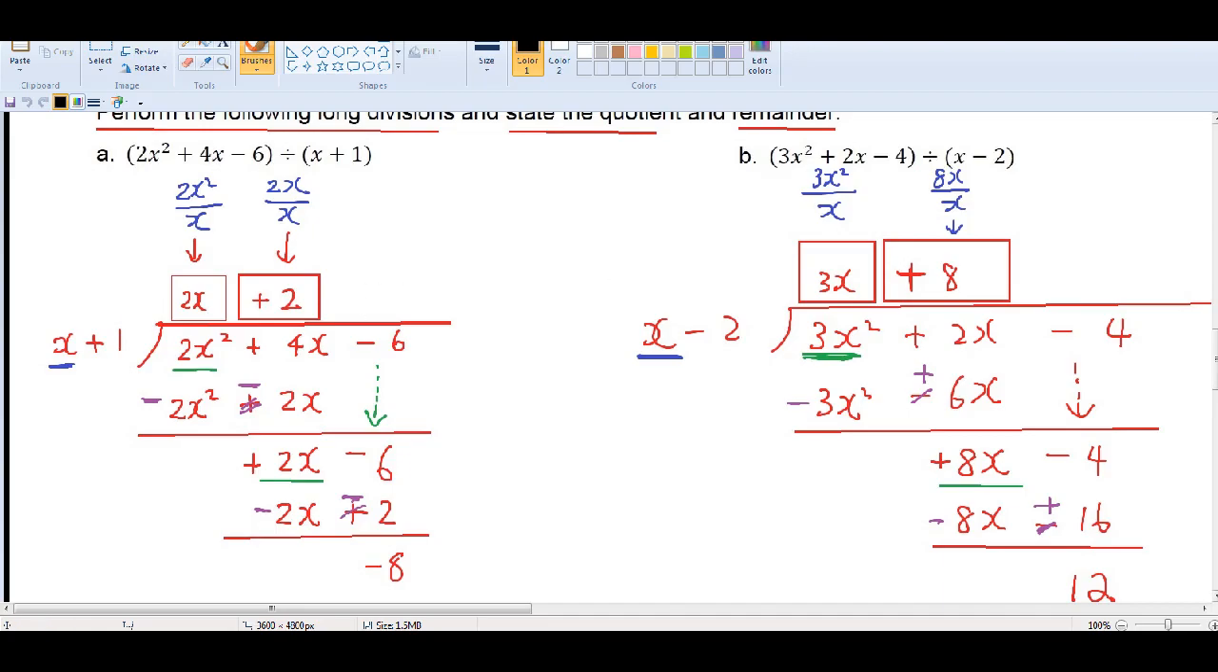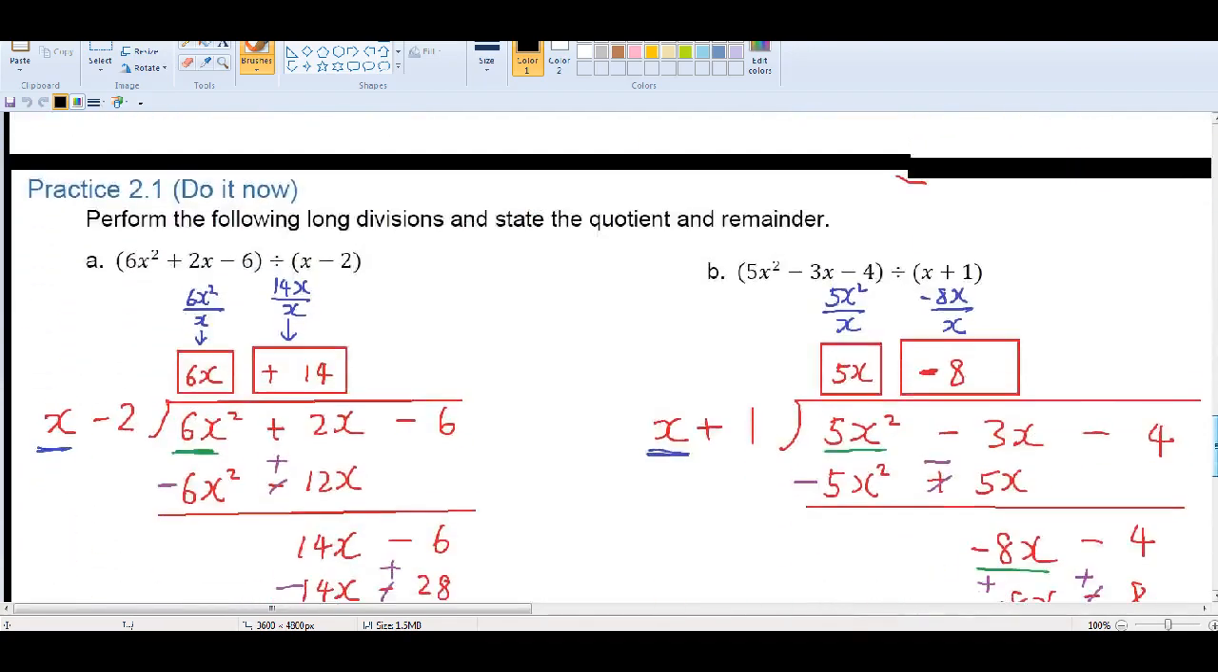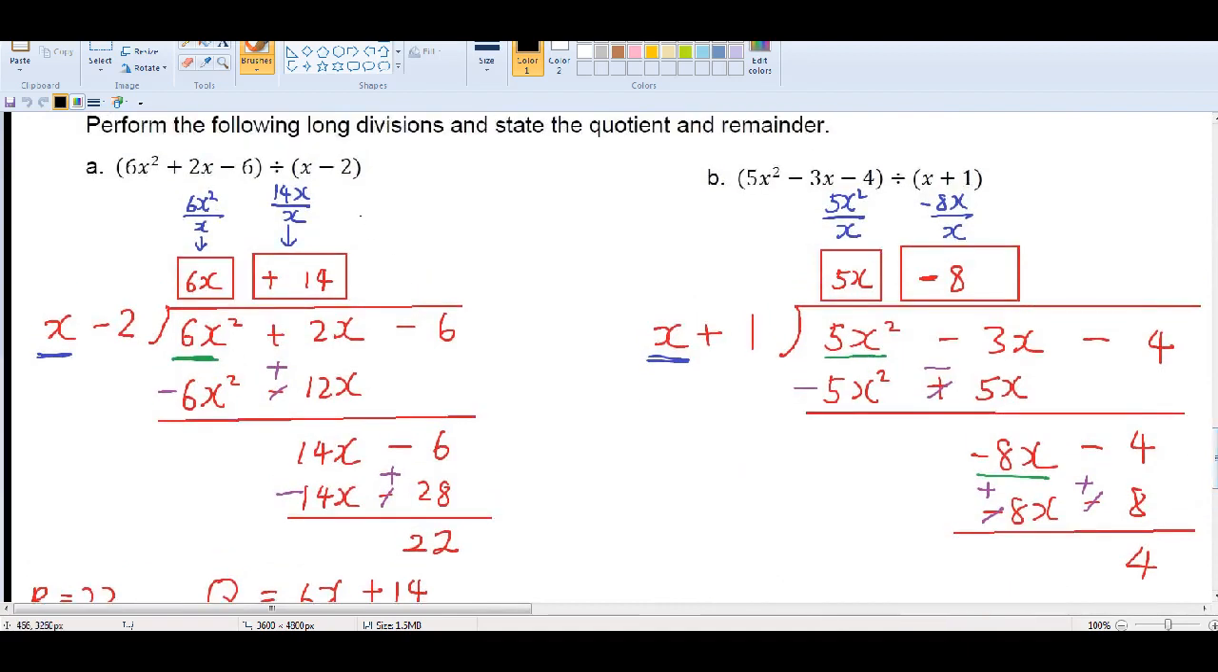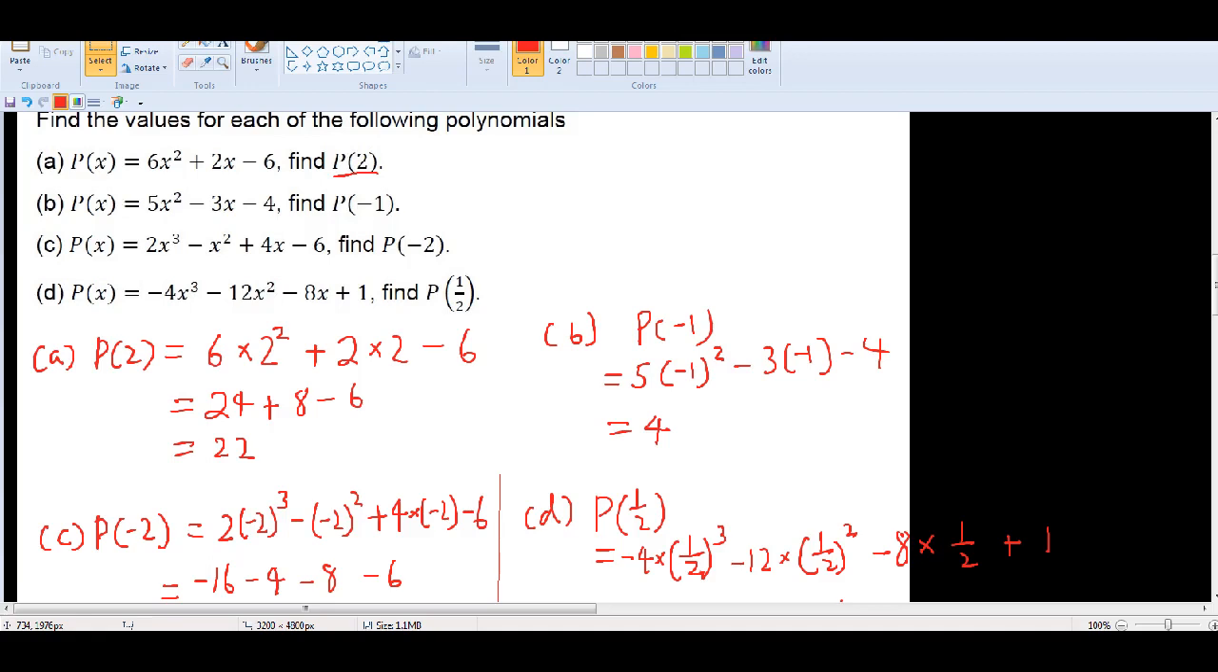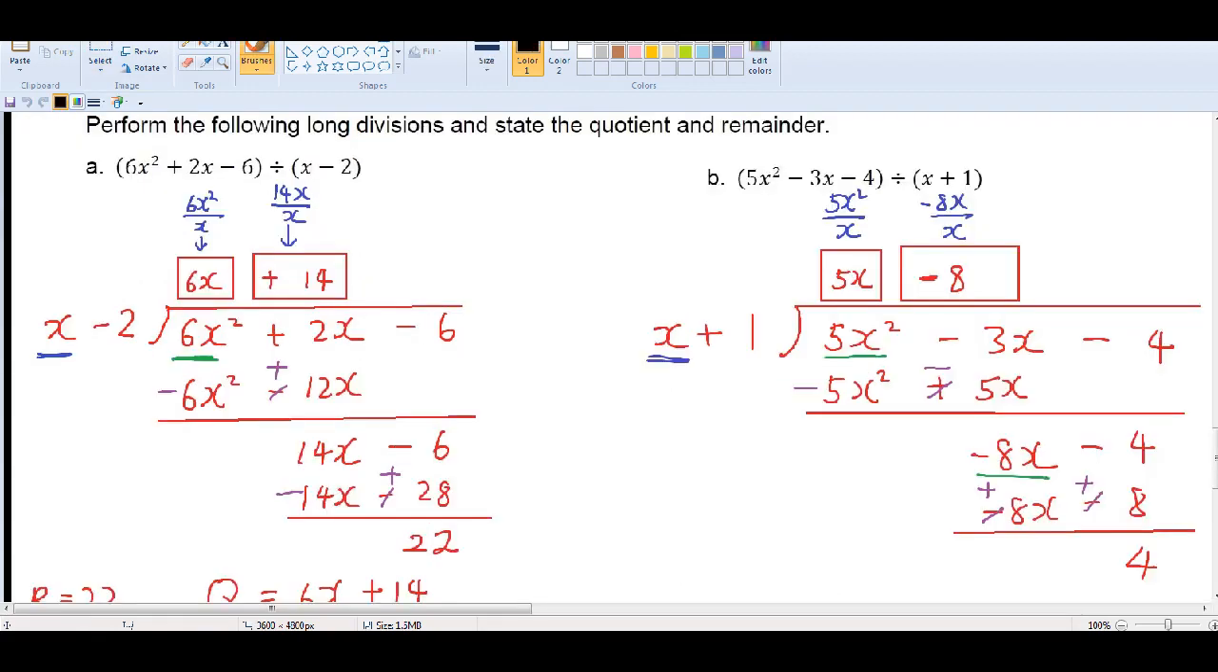Oh, sorry, not this one. Okay, so should be this one, sorry. When we use 6x squared plus 2x minus 6 divided by x minus 2. Is this question quite similar to the one here? Let me just copy it and paste here for you to have a comparison. So you see, it's the same polynomial, 6x squared plus 2x minus 6.